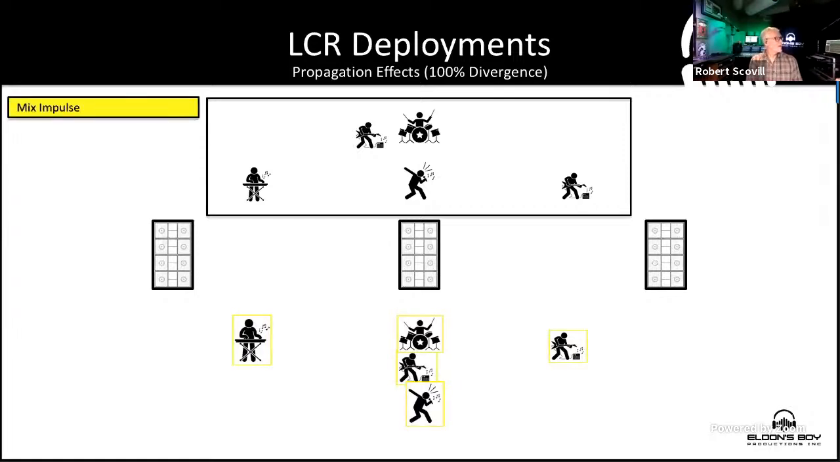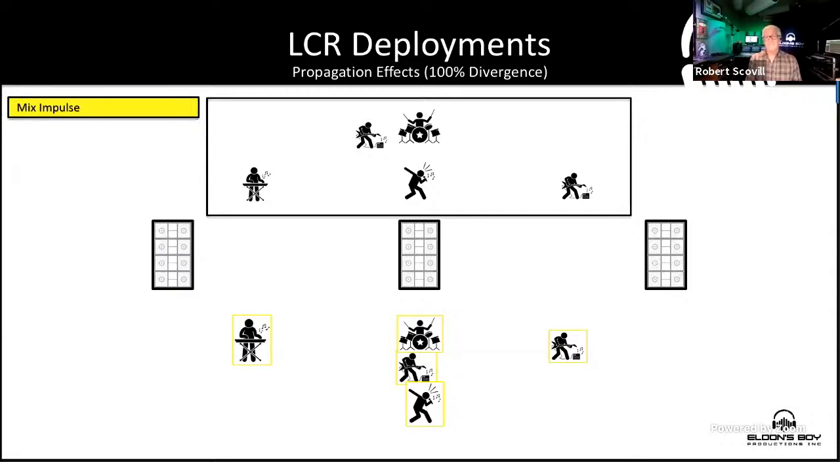Well, mix impulse, I actually characterize it as yellow here because for the first time we're kind of splitting apart the mix impulse. So if I had drums, bass guitar and vocal centered in my mix, it's only coming out of the center array, whereas if I have keyboards and guitars pushed out left and right, those are primarily coming out of the left and right arrays.